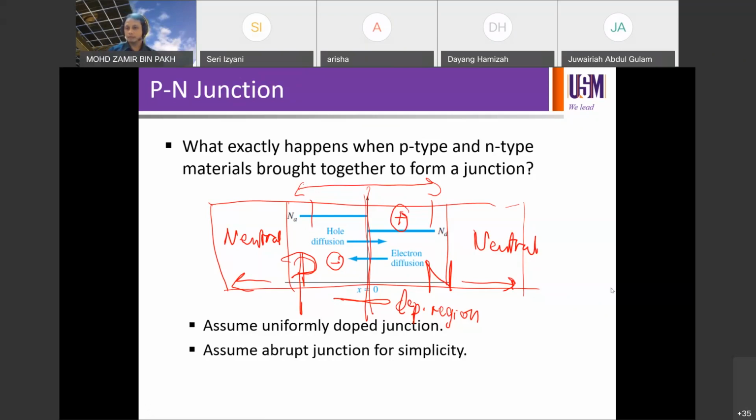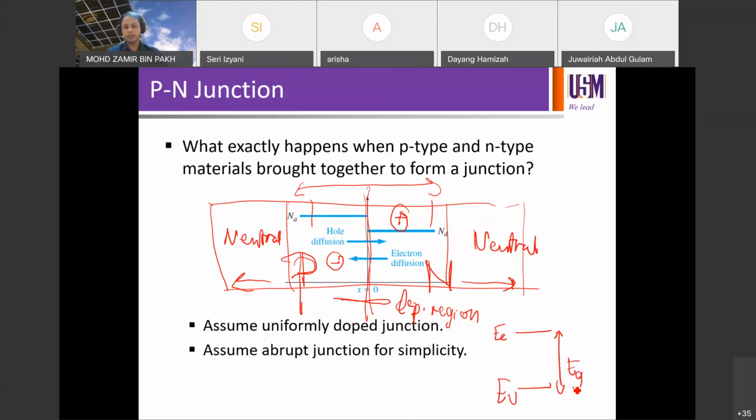Haziq, depletion region, band gap. Okay, depletion region is not the band gap. Band gap is band gap, just like what we discussed before. Band gap is always given by EC to EV. We're going to look later on at how the band diagram is going to look like in a p-n junction. So this is the band gap, EG.